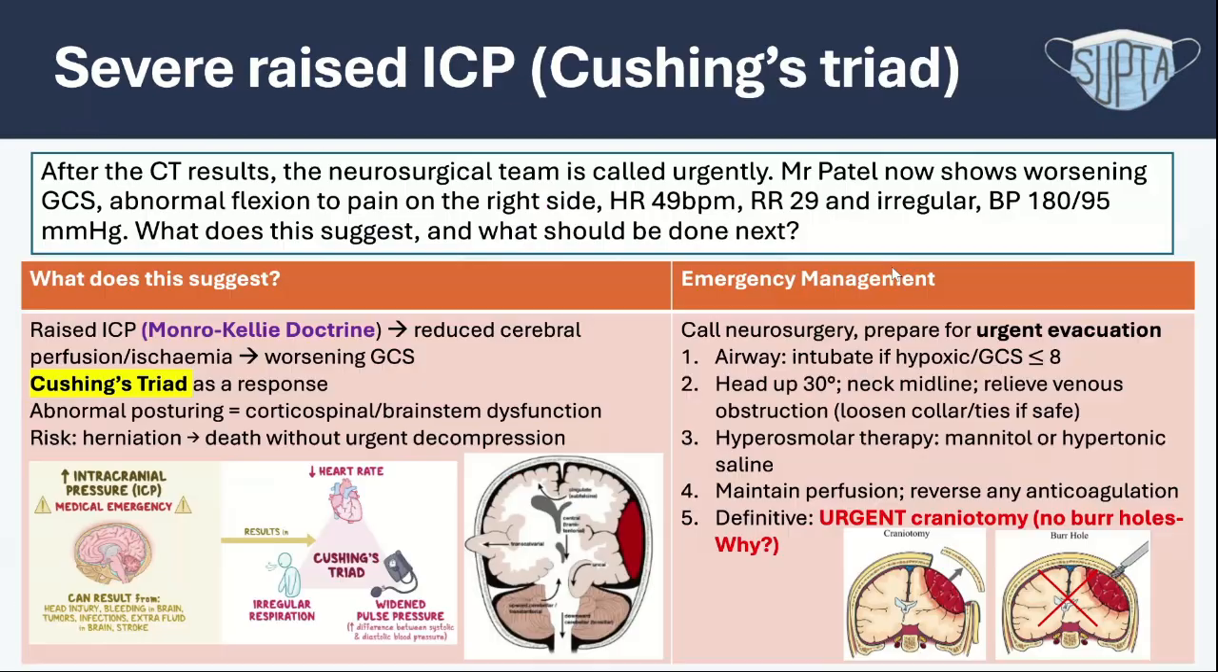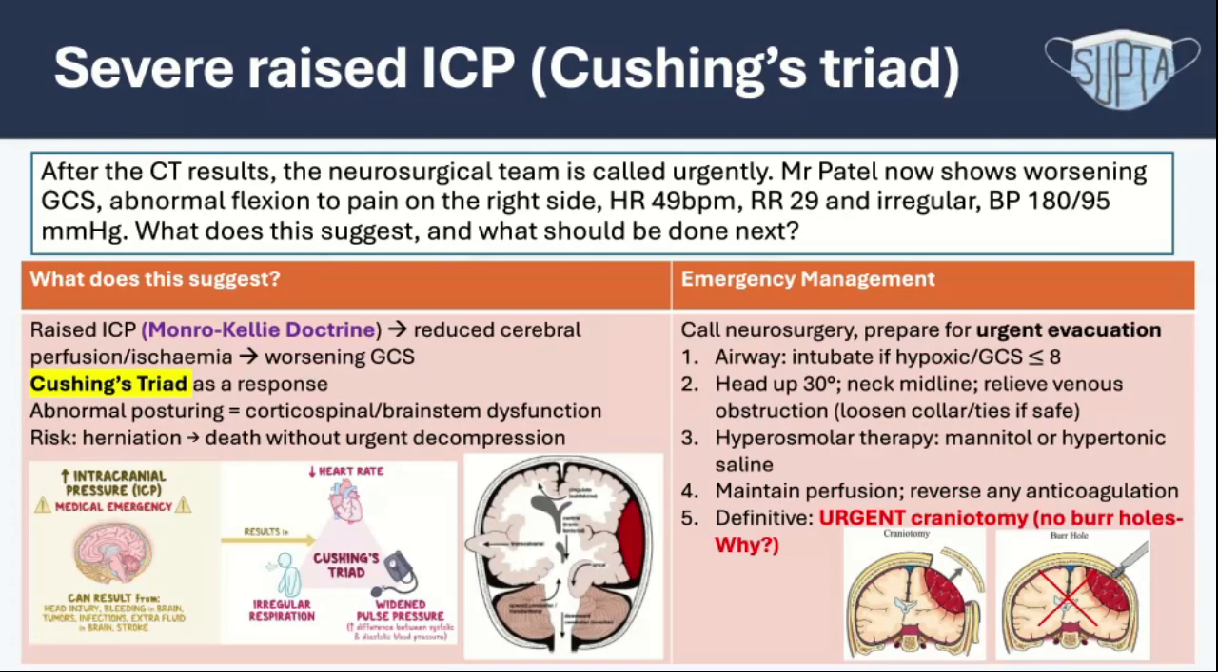Going to the next slide. In terms of severe raised ICP, the important thing is to talk about Cushing's triad. After the CT results, the neurosurgical team is contacted urgently, but the patient continues to deteriorate. He now has worsening GCS, abnormal flexion to pain on the right side, a heart rate of 49 beats per minute, irregular respirations, and a blood pressure of 180 over 95. This is classic for severe raised intracranial pressure with Cushing's triad.